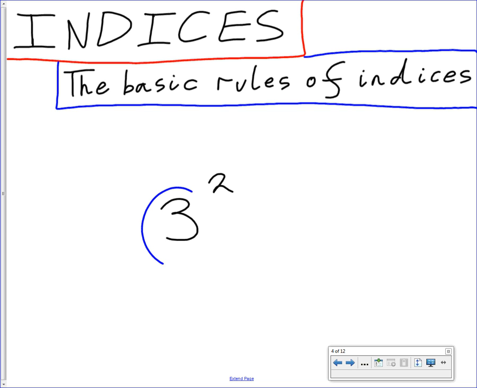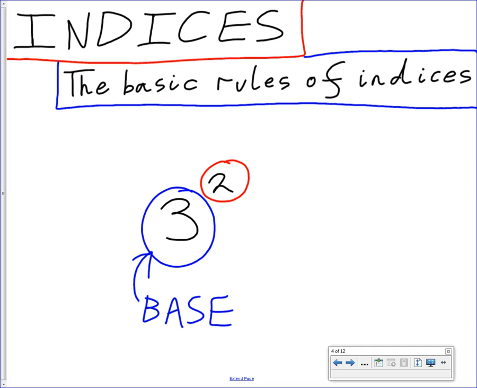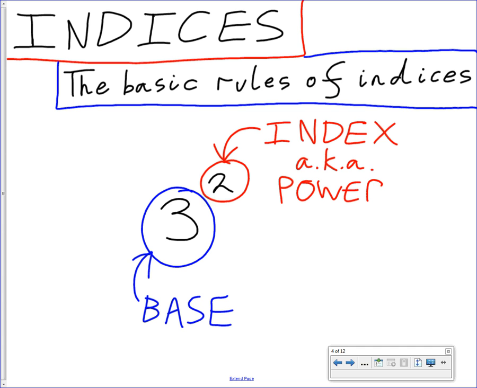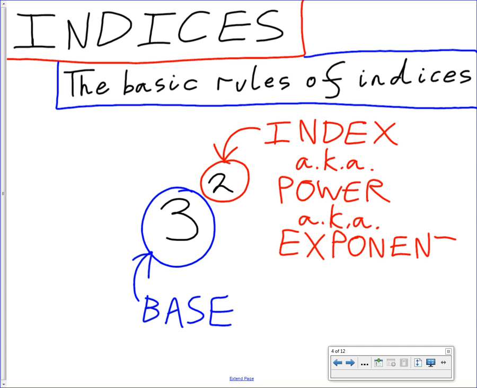Well, if we have, let's say, 3 to the power of 2, this number here, the 3, is called the base number. And this number here in the top right-hand corner can be called the index. It's also known as the power, and it is also known as the exponent. So, 3 names for the same thing.